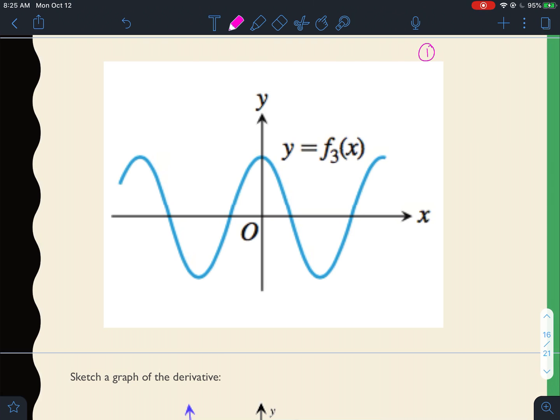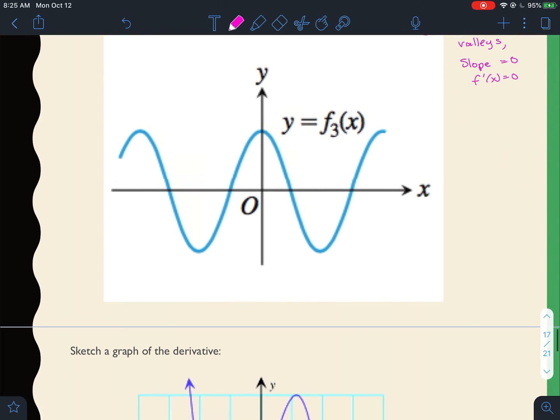What I recommend doing first is finding all the peaks and valleys, because the slope there is going to be 0. So the derivative at the peaks and the valleys is going to be 0, right? If I put in a tangent line right here, or in here, or here, or here, the slope of those lines, since they're horizontal lines, is going to be 0. So the derivative is going to be 0 at those points. So I'm going to put in the dots there to show that the derivative would be 0 there.